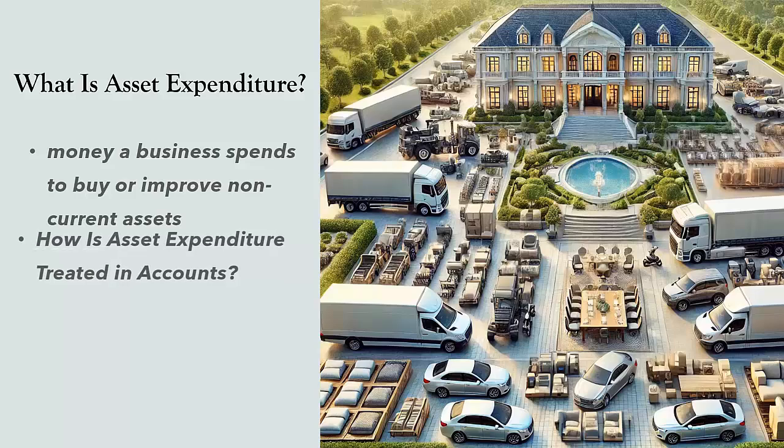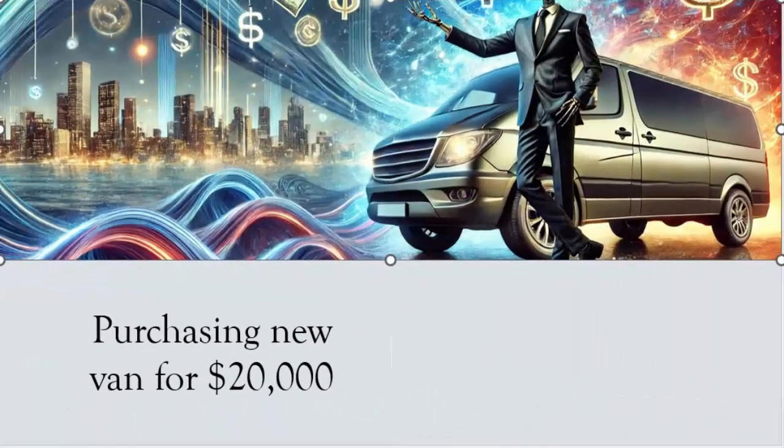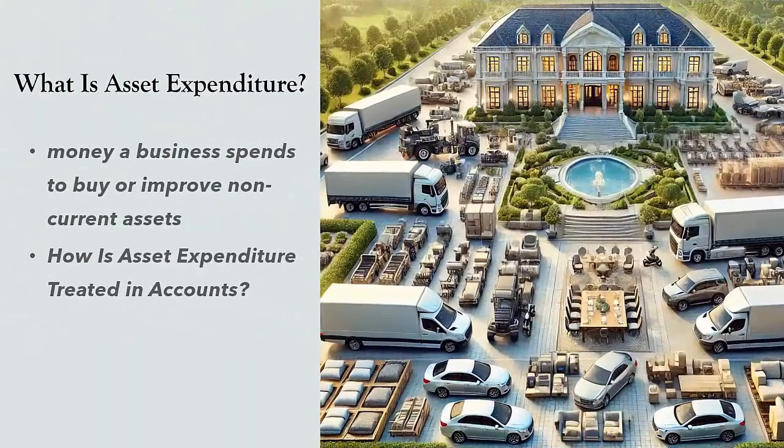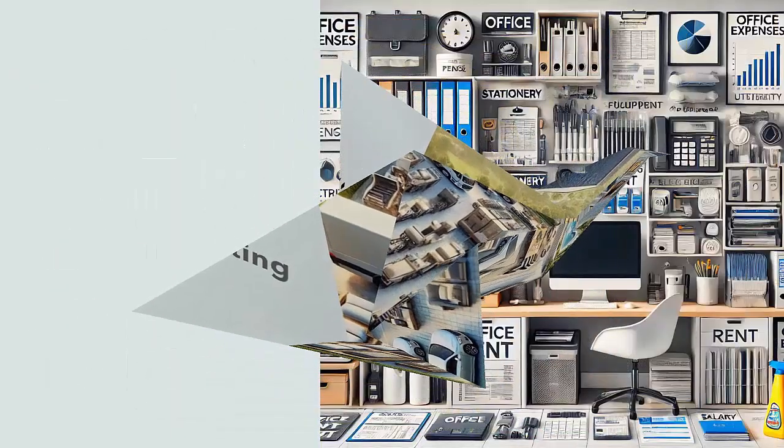How is asset expenditure treated in accounts? 1. It's recorded as an asset on the balance sheet, not as an expense. For example, let's say the business buys a delivery van for $20,000. This amount will appear as an asset under vehicles in the balance sheet. 2. It is not deducted from income when calculating this year's profit. Why? Because the van will be used for many years, and its cost is spread out over those years using something called depreciation. Don't worry about depreciation for now. We'll cover it later in detail.